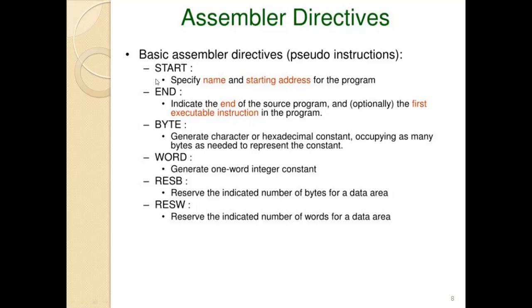but it needs to identify the assembler directives. These are the assembler directives. START specifies the name and starting address for the program. END indicates the end of the source program, and optionally specifies the first executable instruction in the program, that means the address of the first executable instruction. BYTE is used to generate character or hexadecimal constants, occupying as many bytes as needed to represent the constant. The WORD directive is used to generate a one-word integer constant. RESB is used to reserve the indicated number of bytes for a data area, and RESW reserves the indicated number of words for a data area.